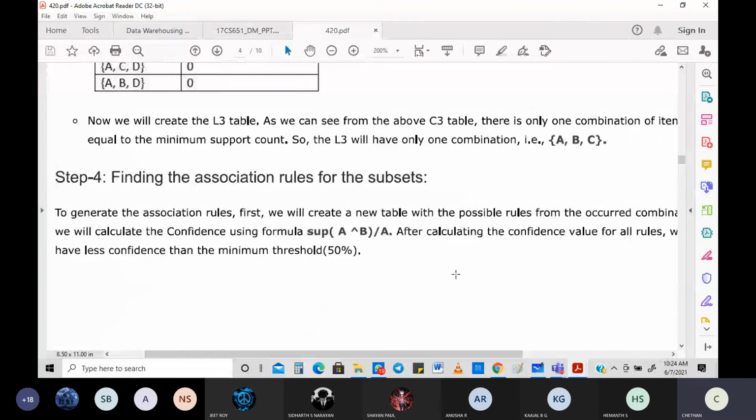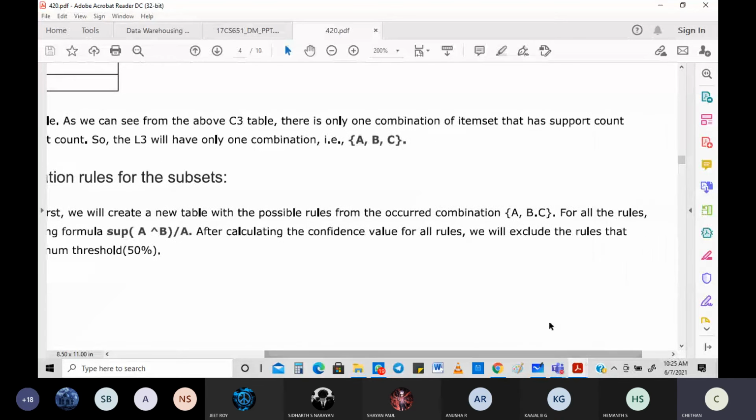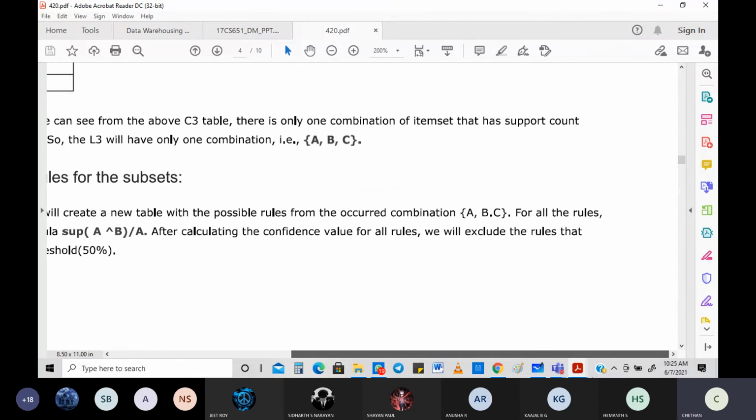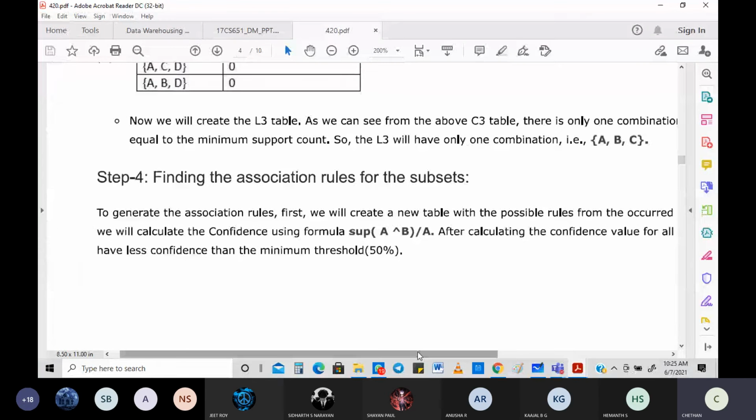To generate association rules, first we will create a table with the possible values of the occurred combination. What are the possible combinations with regard to the occurred combination? You are not going to take all the 5. No, A, B, C only. For all the rules, we calculate the confidence. What is the confidence formula? The support count divided by the total number of the variables for each individual thing. For calculating the confidence level of rules, we will exclude the rules that have less than the minimum threshold, which is 50%, or nothing but equal to 2.